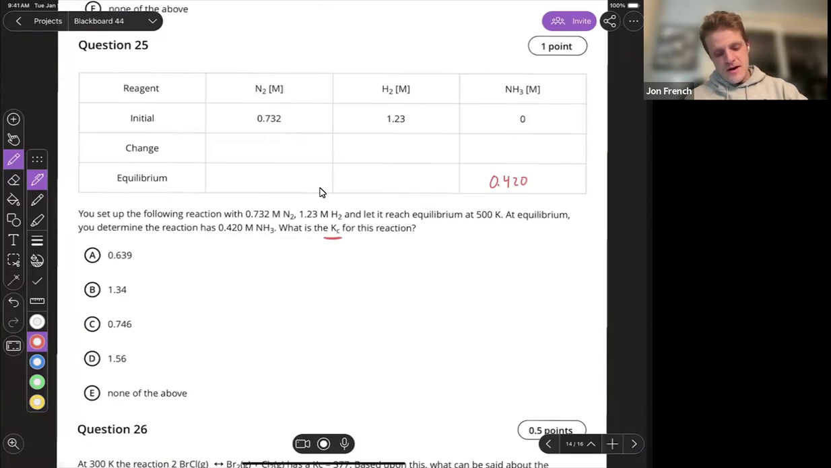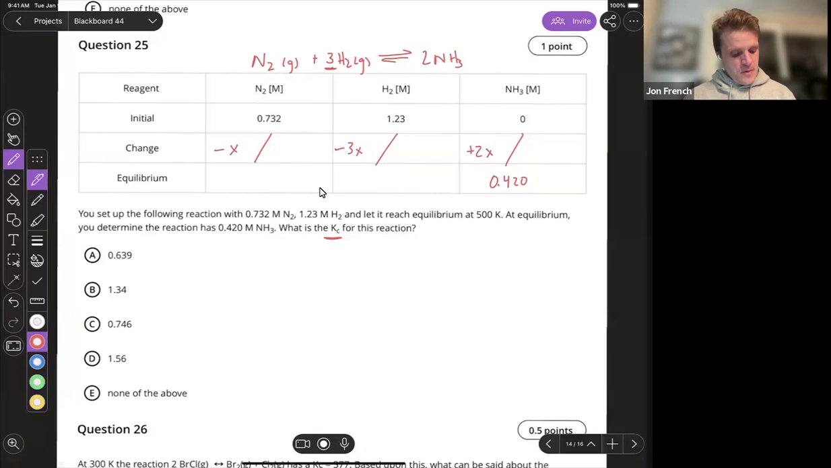So we can set it up in terms of X first. And so the reaction is, I guess the reaction wasn't written. All right, yields 2 ammonia. So basically, I'm going to lose X amount of nitrogen, and then I'm going to lose 3 times as much hydrogen, and then I'm going to make 2 times the ammonia.